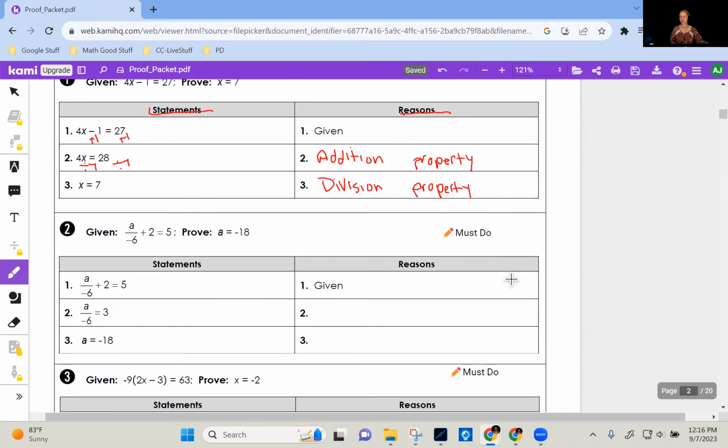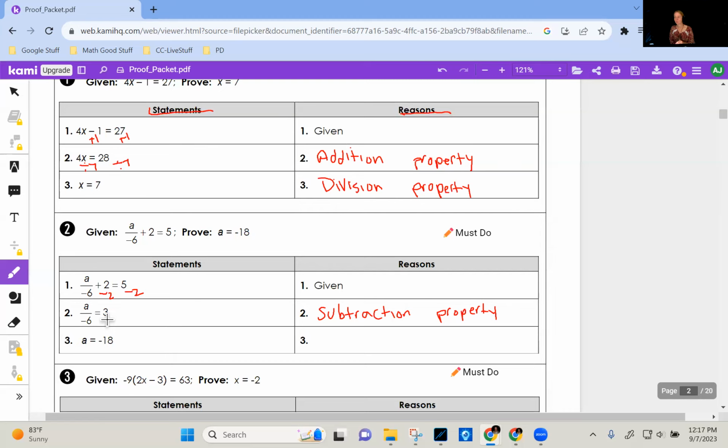So we're going to do another one. I'm going to scroll down here. Okay, and we're going to do this one together. So again, I need statements, I need reasons, and I always start with my given. Okay, so a divided by -6 plus 2 equals 5. That's my given. Now, what did I do to get from this step to this step? Well, it looks like I subtracted 2 on both sides. That gets rid of it over here. And 5 minus 2 is 3. Since I used subtraction, that is my reason.